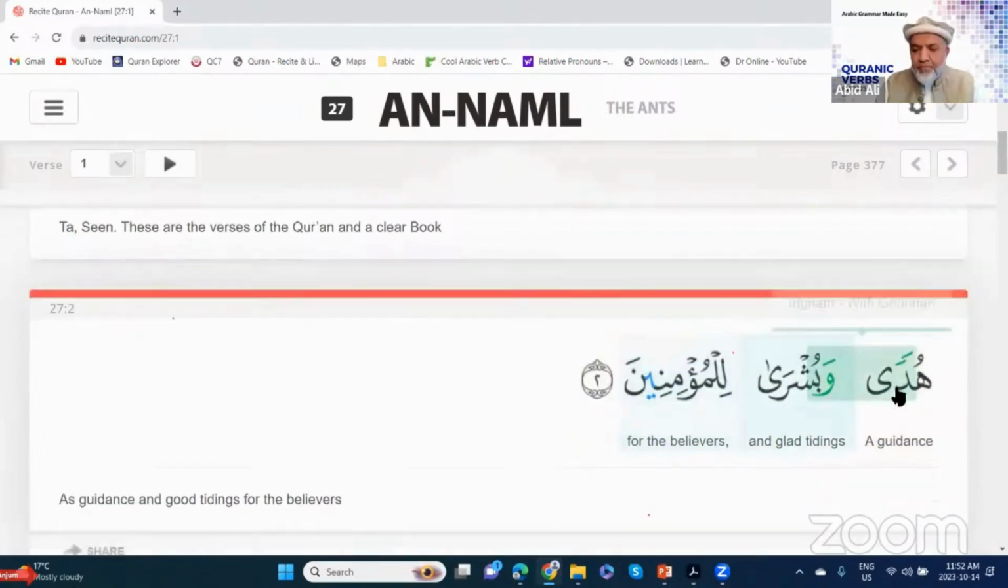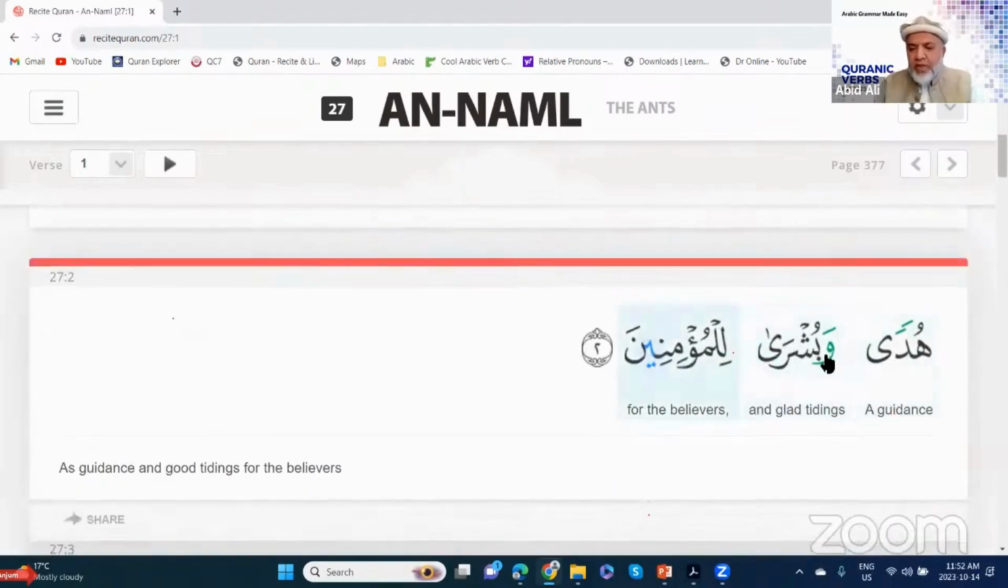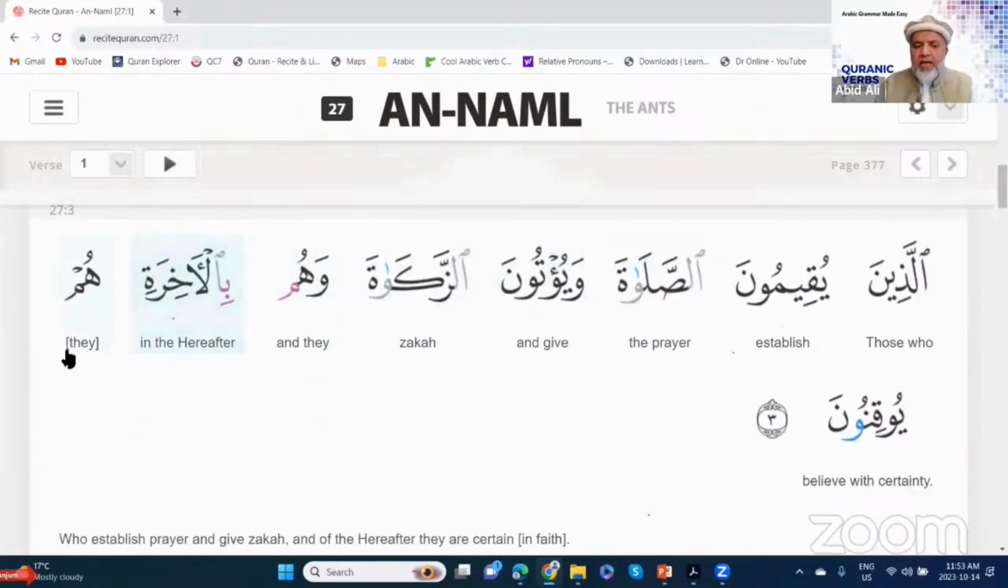Now, who are these believers, these lil mu'mineen? What are their qualities? Allazina yuqimunas salah, those who establish the prayer. Wa yu'tunaz zakah, and they give zakah. Wa hum bil akhirati hum yuqinun, and in the hereafter they believe.